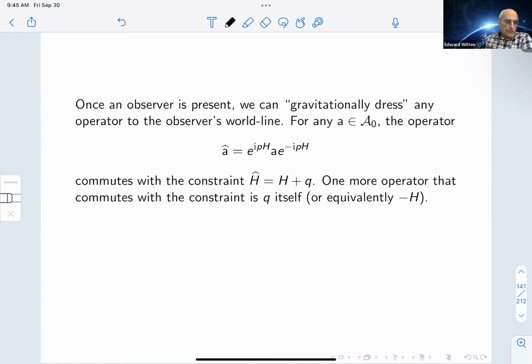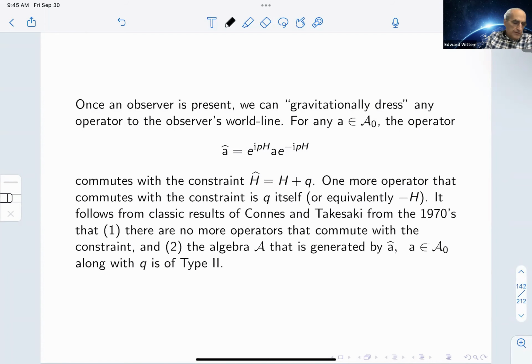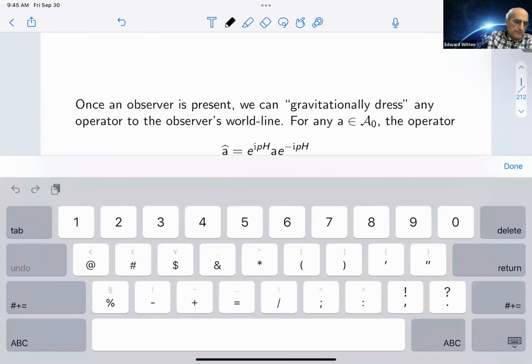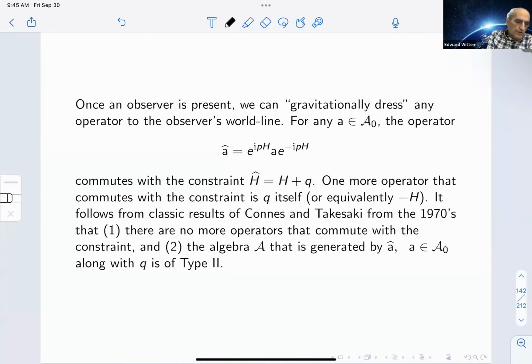One more operator that commutes with the constraint is Q itself, or equivalently minus H. Since H plus Q is the constraint, modulo the constraint Q is equivalent to minus H. So it doesn't matter whether we add Q or minus H to the algebra, but we get an algebra which is generated, a hat, I'll call it, generated by these operators little a hat and Q.